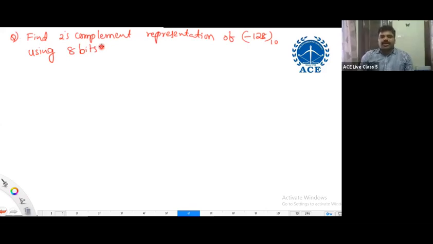Find 2's complement representation of minus 128 decimal using 8 bits.